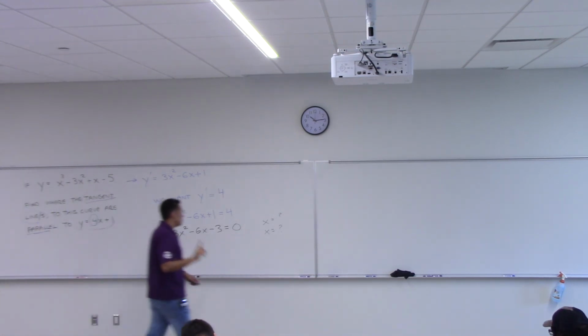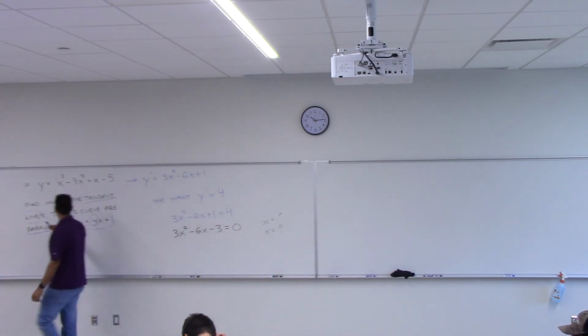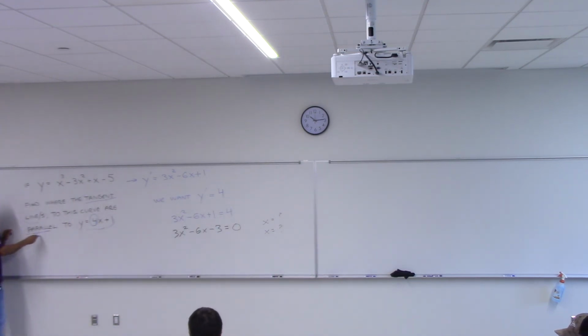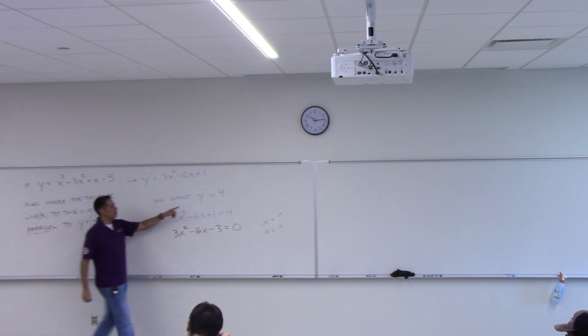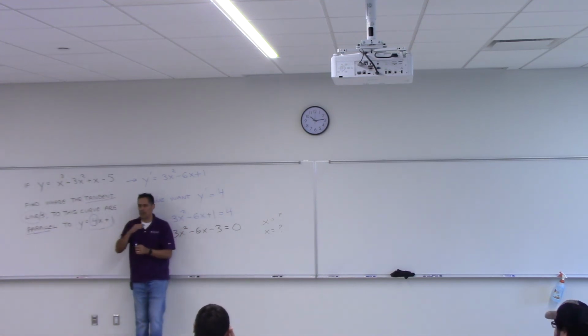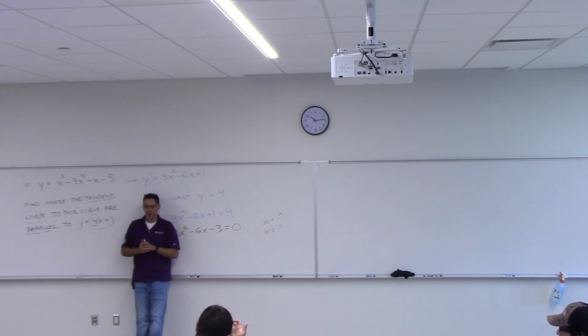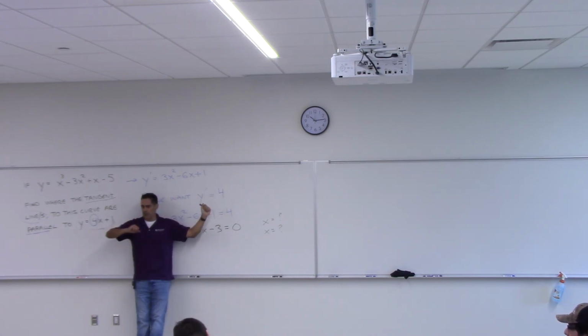What if I change the problem and instead of saying find where the tangent lines to this curve are parallel, what if I said perpendicular to that line? Instead of setting it equal to 4, you would set it equal to negative 1/4, because perpendicular means that the slopes are negative reciprocals. So you would need the slope here to be not equal to 4, but to the negative reciprocal of 4, which is negative 1/4.